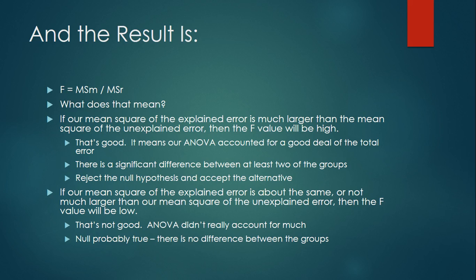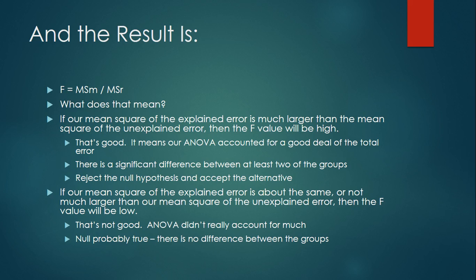Okay, so I've got some explanation there. I show you that F equals MSM divided by MSR. What does that mean? Just as I've explained it here, if our mean square of the explained error is much larger than the mean square of the unexplained error, then the F value will be high. That's good. That means our ANOVA accounted for a good deal of the total error. There is a significant difference between at least 2 of the groups, and we can reject the null hypothesis and accept the research or the alternative hypothesis.